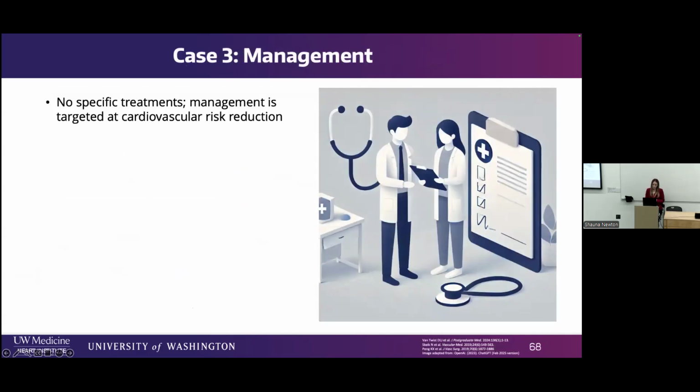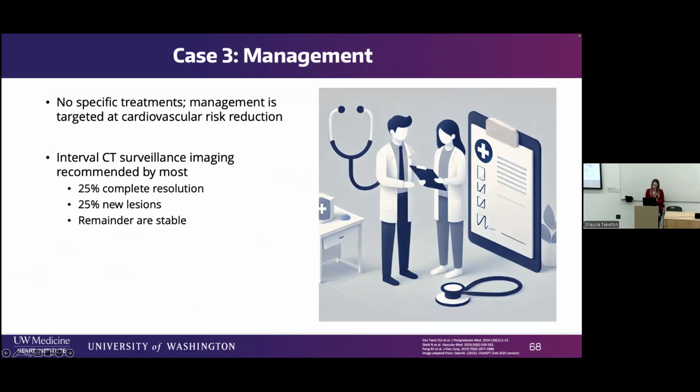How do we manage these patients? There's no specific treatment. Management is targeted at cardiovascular risk reduction. Intervals of CT surveillance imaging are recommended by most. And there was one study with 26 patients at their institution where they monitored by CT imaging at 1 month after diagnosis, 6 months after diagnosis, and then a year. And what they found is that 25% of their patients had complete resolution of all of their SAM lesions, 25% developed new lesions, and the remainder had very stable findings.